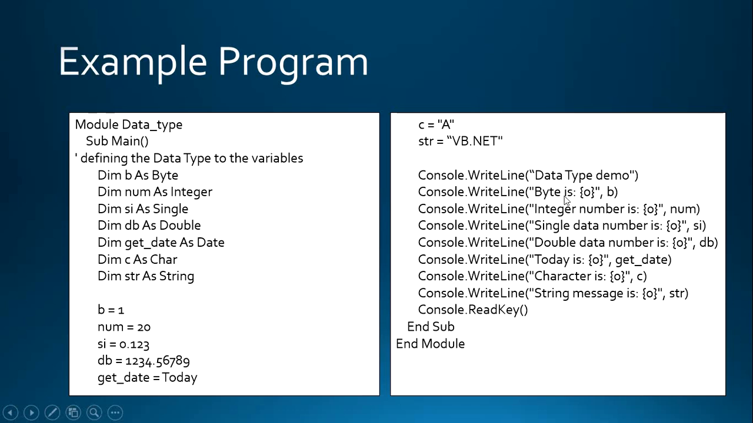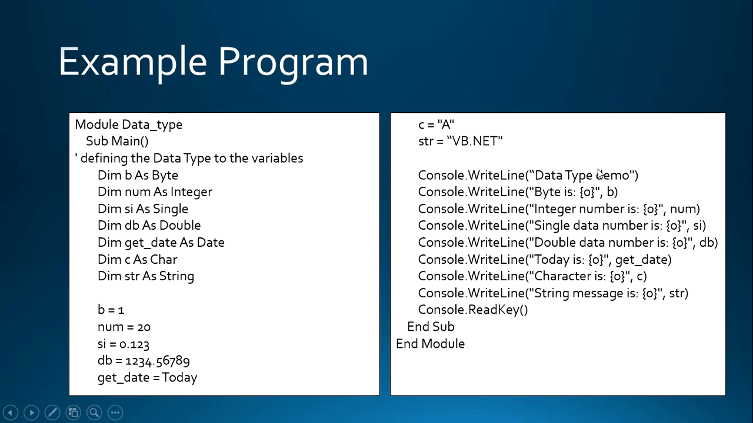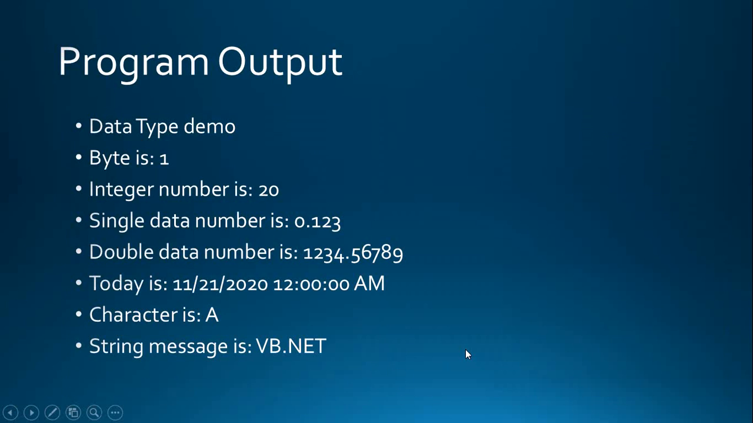So when you run this program, the output will be: Byte is 1, because the value of b will be substituted here. Next we have Integer number is this. Instead of this we are going to print num. The value of num is 20, so 20 will be printed here in the output: Integer number is 20. In that same way, single data number, double data number, today is, character, string message are all printed, and then we get this output.